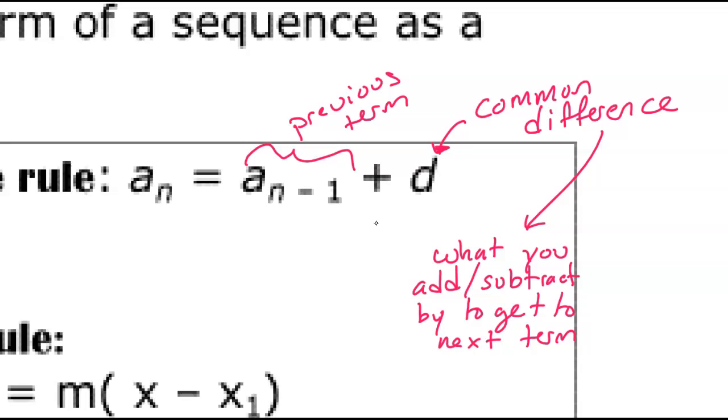Now, when we're writing the recursive equation, we also always need to state what the first term is. So not only would we write a sub n equals a sub n minus 1 plus d, but we also put a comma and write a sub 1 is equal to whatever our first term is.